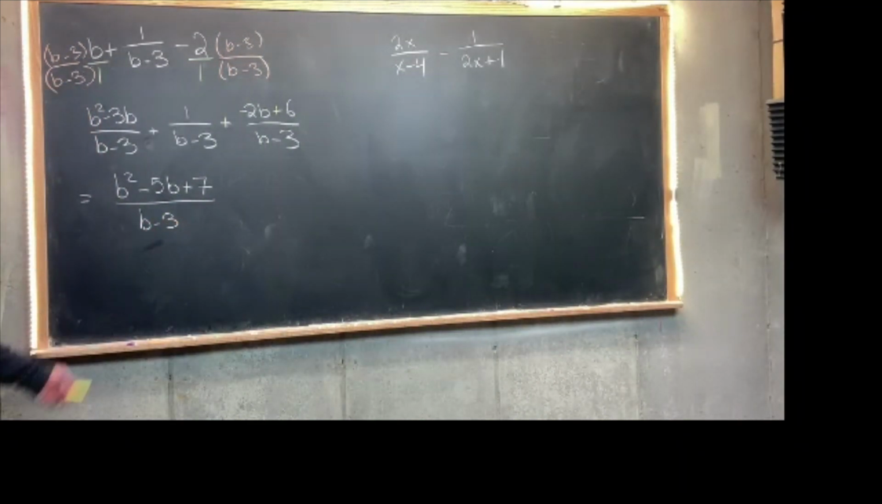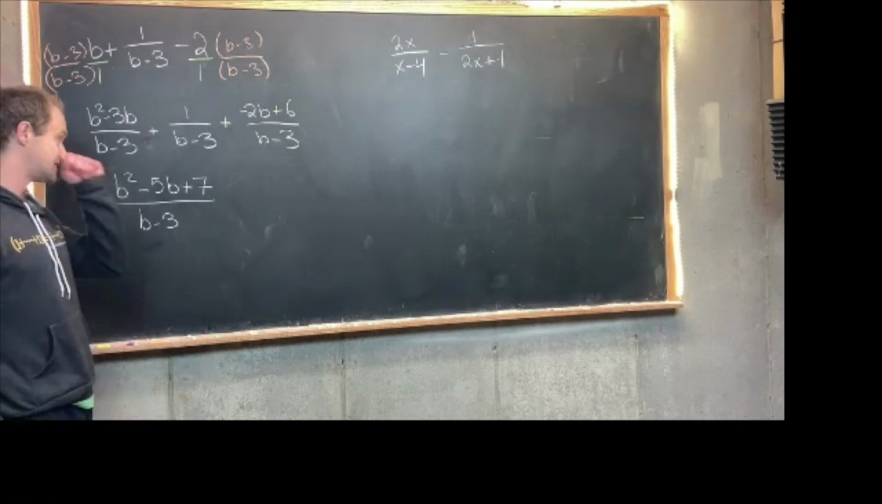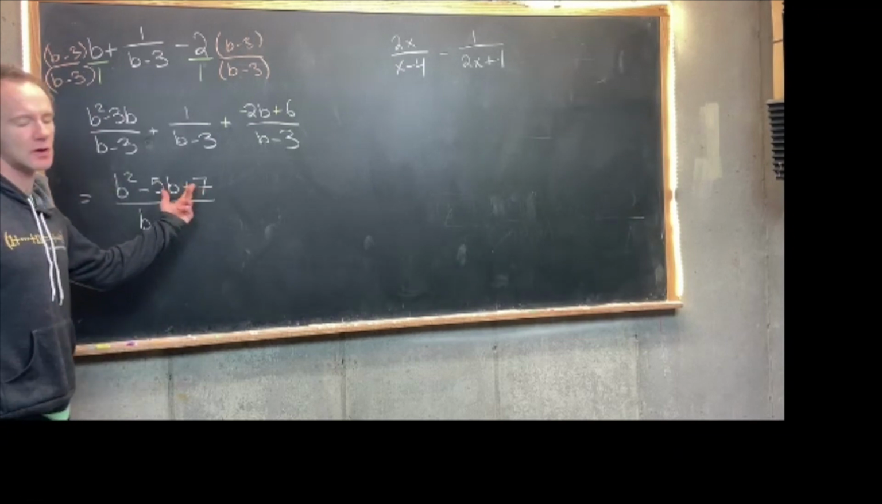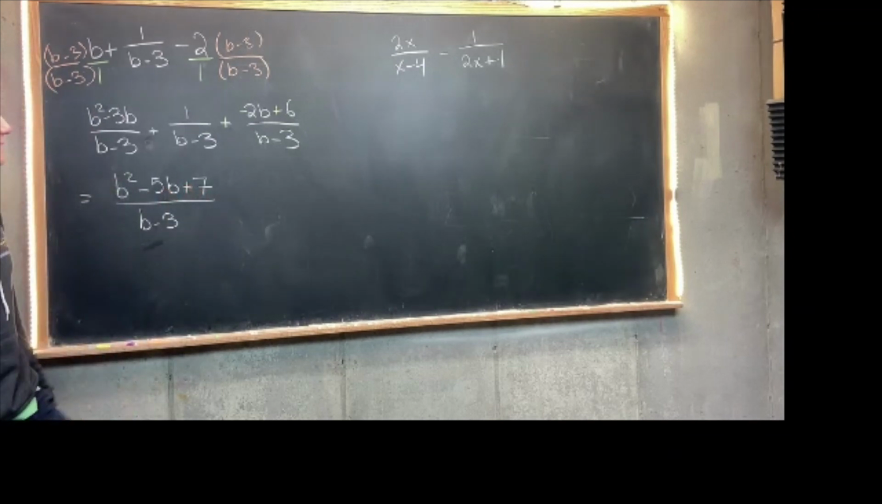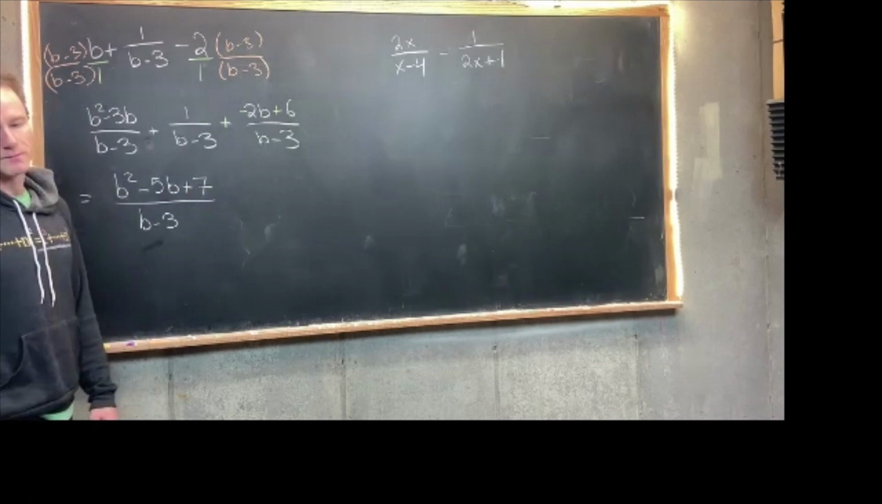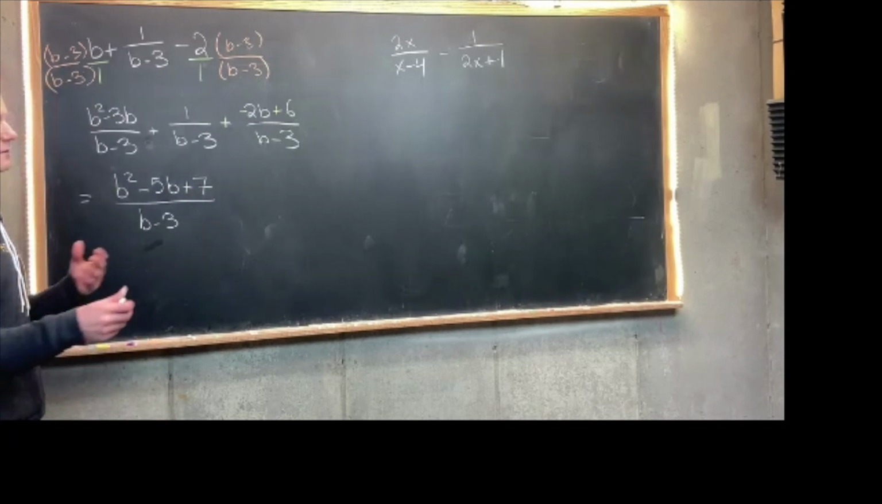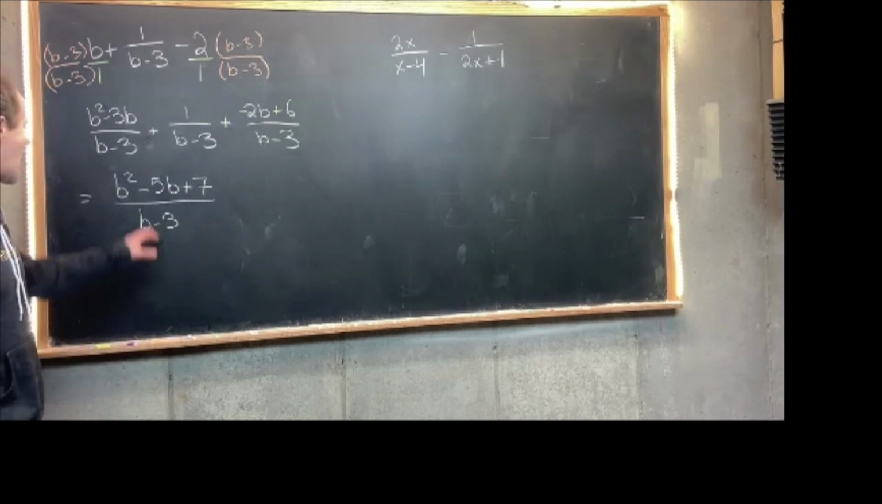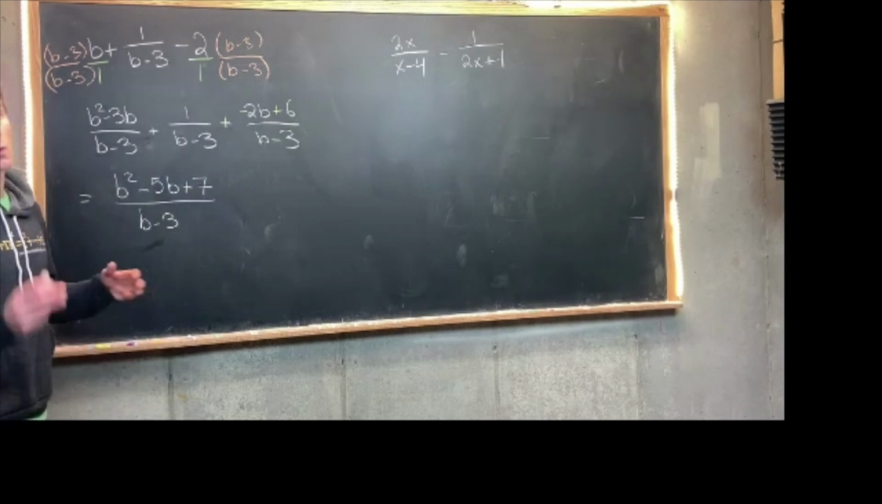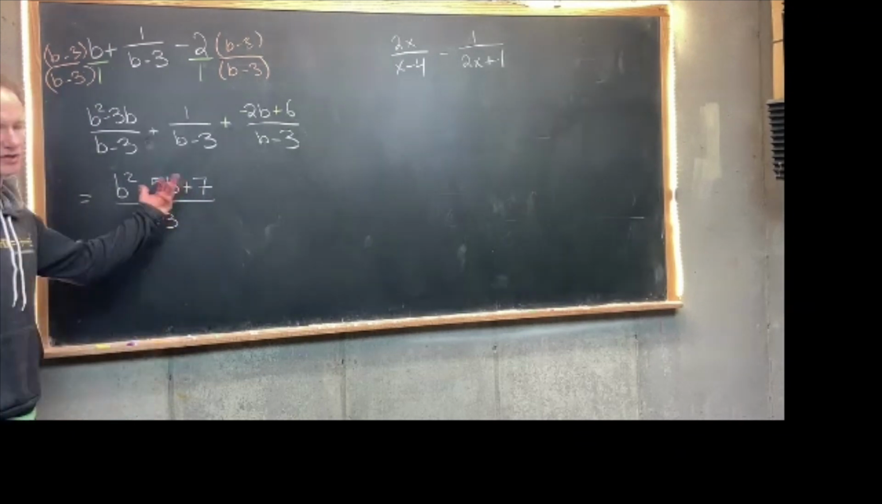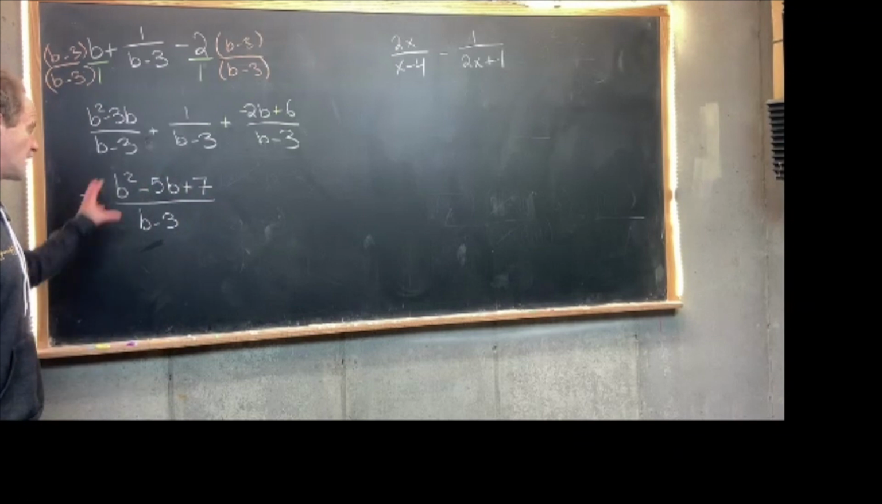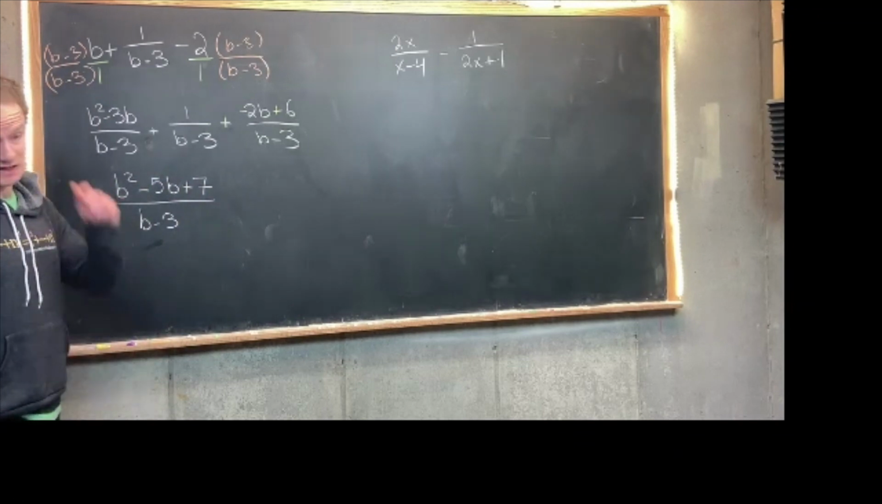Now we want to see if we can factor this. So can we factor this b squared minus 7b plus 7? And I think you can see that you cannot factor it because the only way to write 7 is 7 times 1 because it's prime. But 7 and 1 cannot add or subtract to give you 5. So there's no way to factor this numerator. So that's as simple as this thing can get.